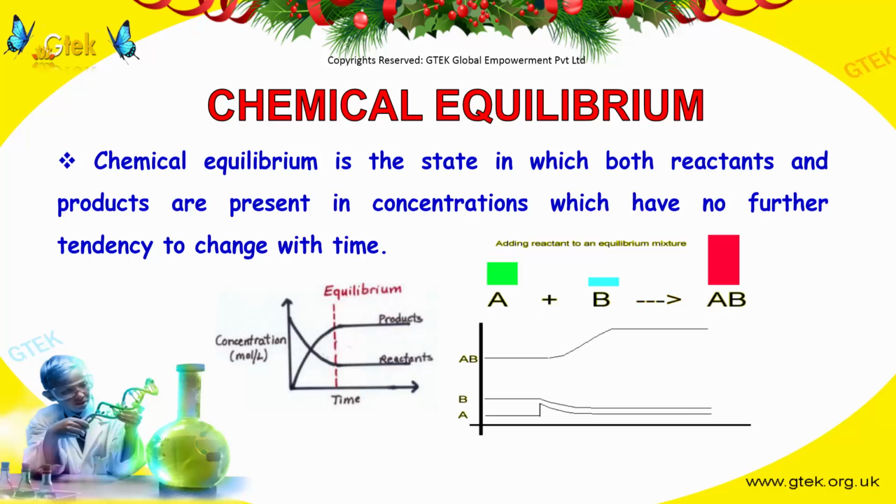I am trying to show, considering A is there plus B, you got AB. And if there is a slight modification of A extra, automatically there will be impact in the B. So that's referred to as chemical equilibrium.